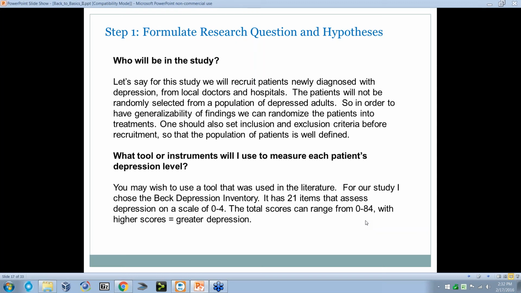But for our study, I chose the Beck Depression Inventory. It's tried and true. It's been used a lot of times. I think it's even available online. This version has 21 items, and they assess depression on a scale of 0 to 4. And the total scores, therefore, can range anywhere from 0 to 84, with higher scores equaling greater depression. So the higher the score, the more depressed the person will be. And that's going to be our measurement.